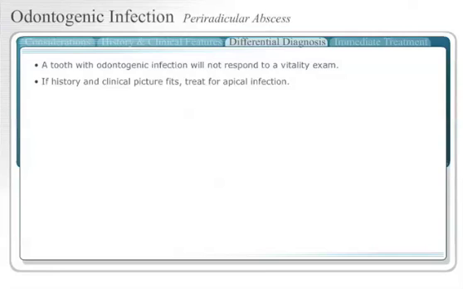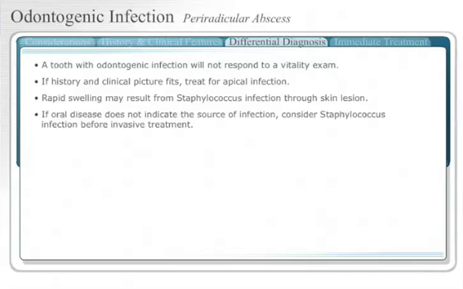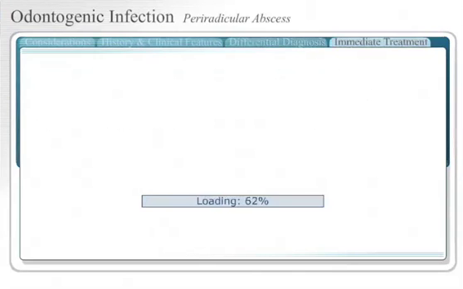apical infection. When diagnosing infection, keep in mind that rapid swelling may be the result of a Staphylococcus infection through a skin surface lesion. The patient may also have gum or dental disease, helping to confuse the diagnosis. If the symptoms related to the gum and teeth do not indicate the source of infection, consider a Staphylococcus infection before invasive treatment is rendered.